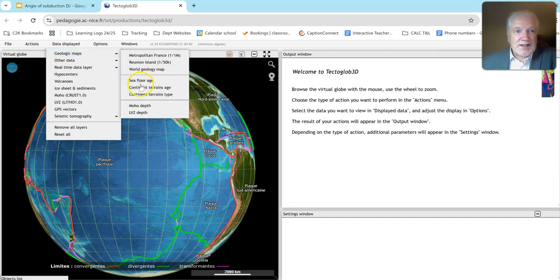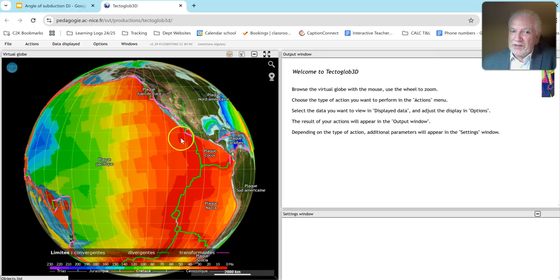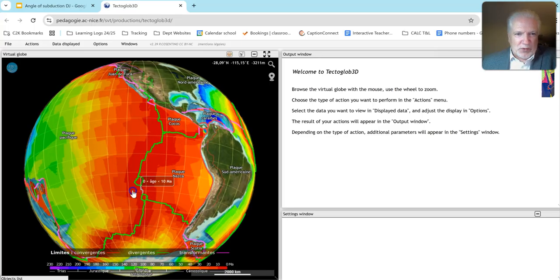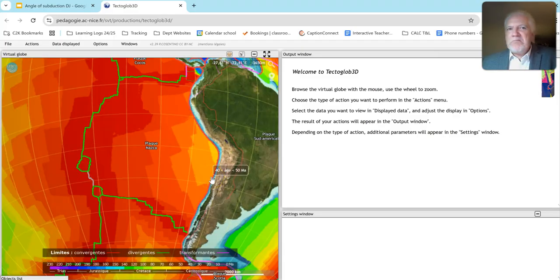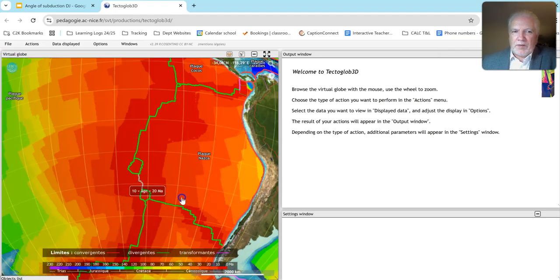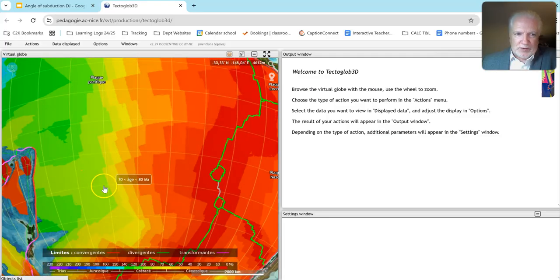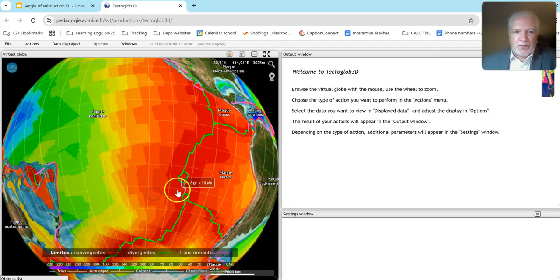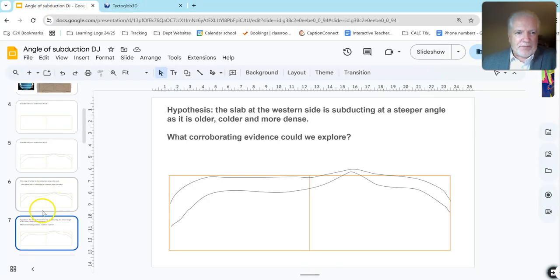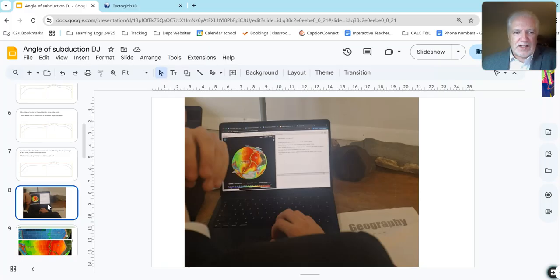And we can come here and turn on the seafloor age, because that would absolutely corroborate it. And look, lo and behold, let's zoom in to this area here, where the subduction over at this stage is a mere 40 to 50 million years old, middle age at best. We come all the way over here, and it's getting older, older, older. And at the trench here, we're 80 to 100 or 100 to 120 million years old. Older, colder, denser, and therefore would sink in more quickly. And that's exactly the kind of corroboration that we were looking for.